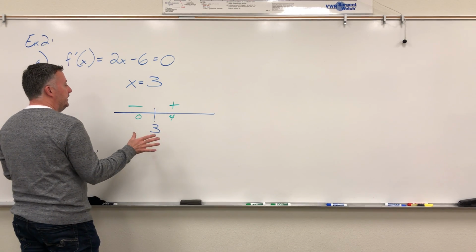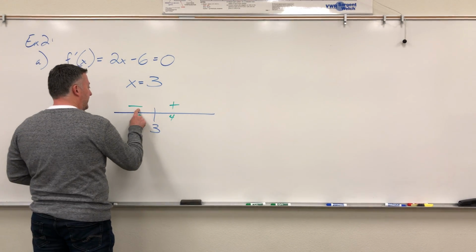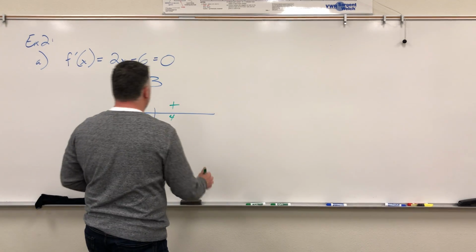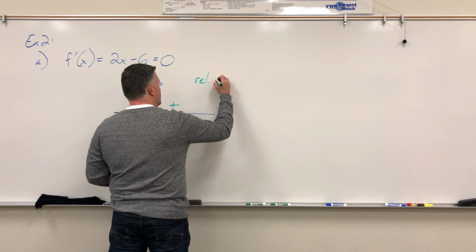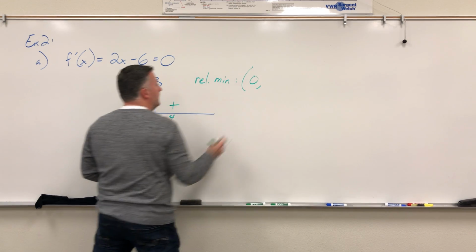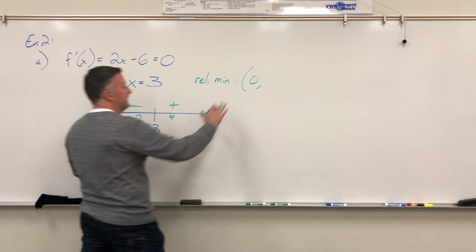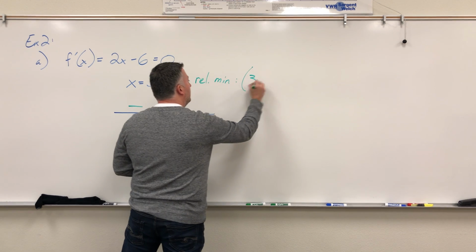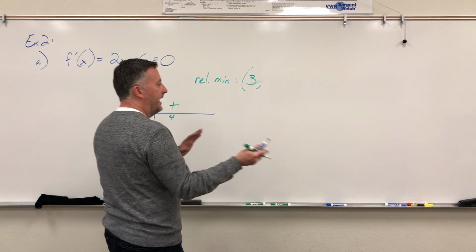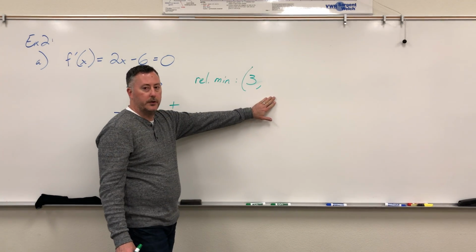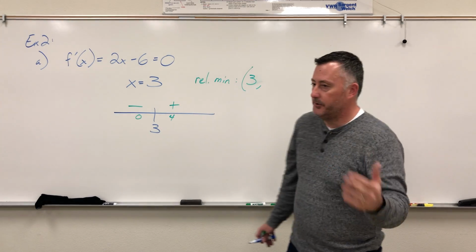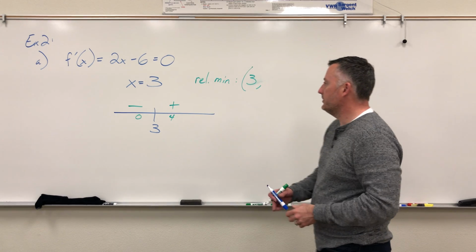So right here, you have a sign change. It went from a negative to a positive. So according to the first derivative test, you have a relative min at the point x is equal to 3. And it wants the whole point. When it wants maxes and mins, you've got to give them the whole coordinate. So it occurs when x is 3, and now you got to get the y value. So anytime you know the x, you plug it back into the original function.